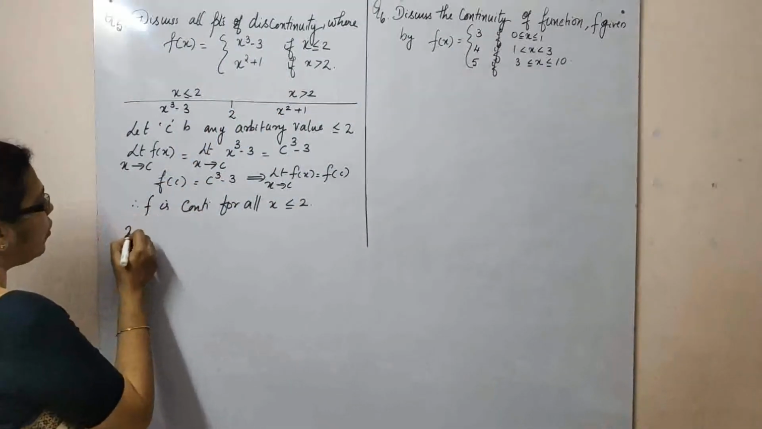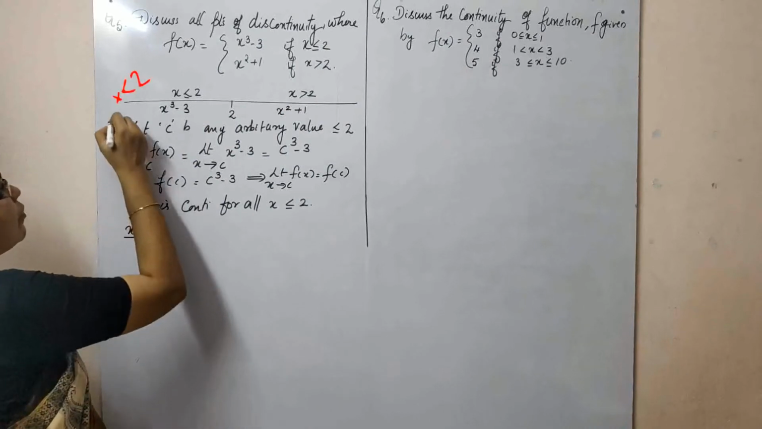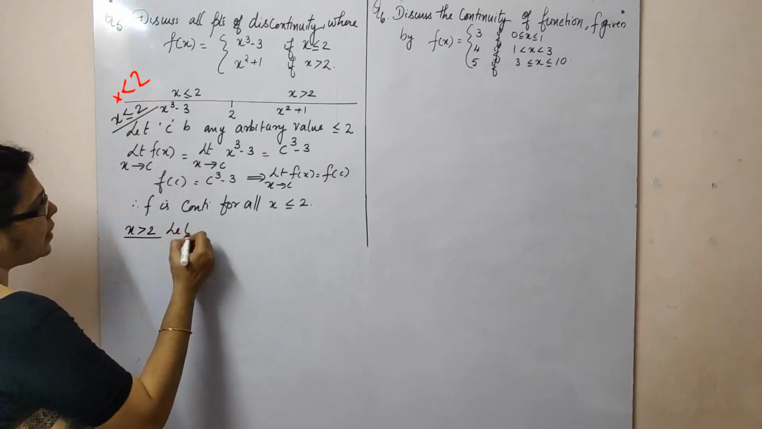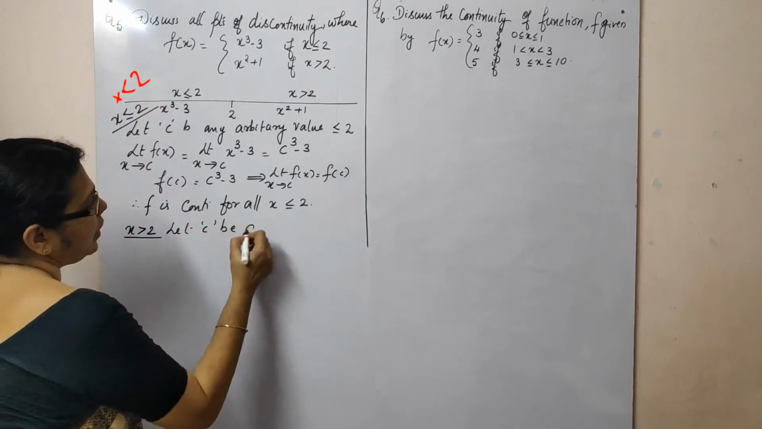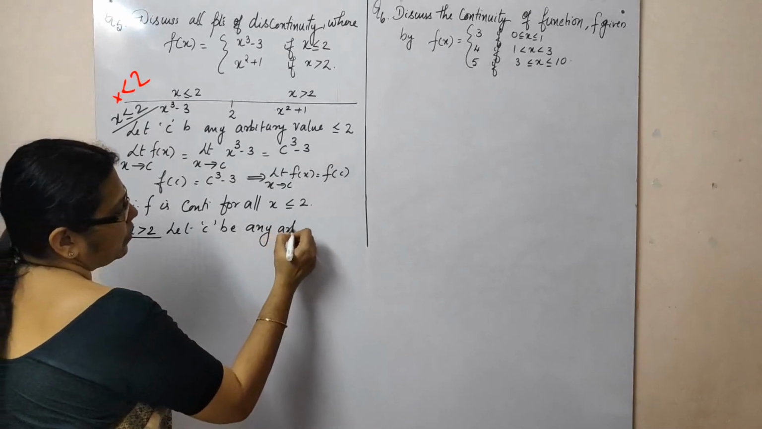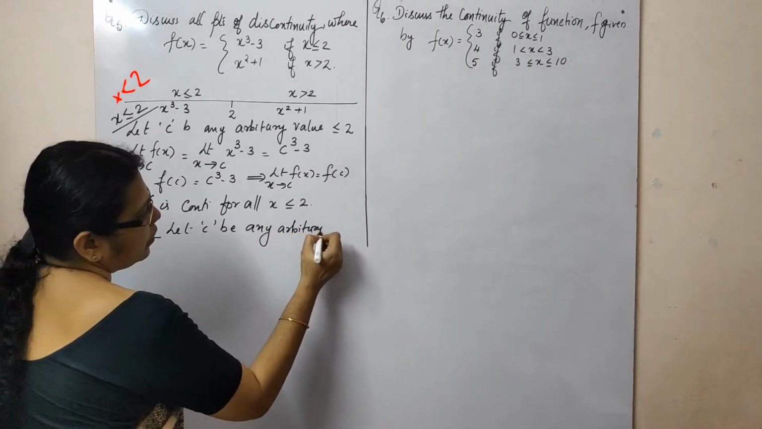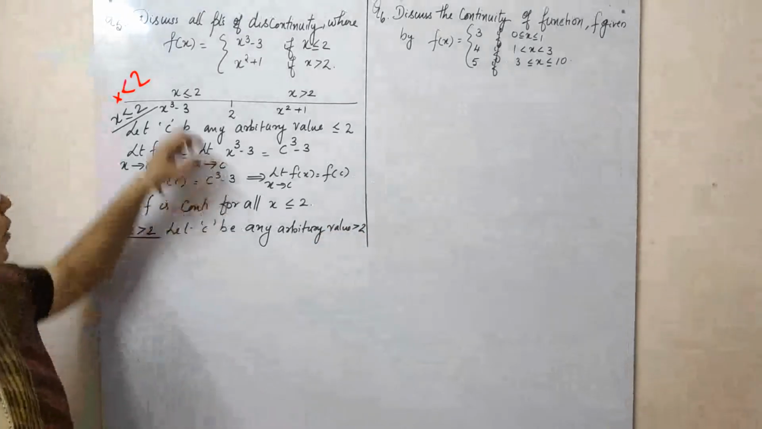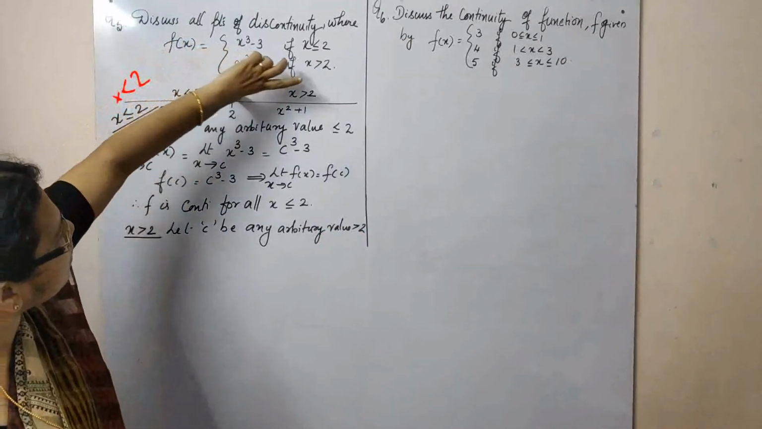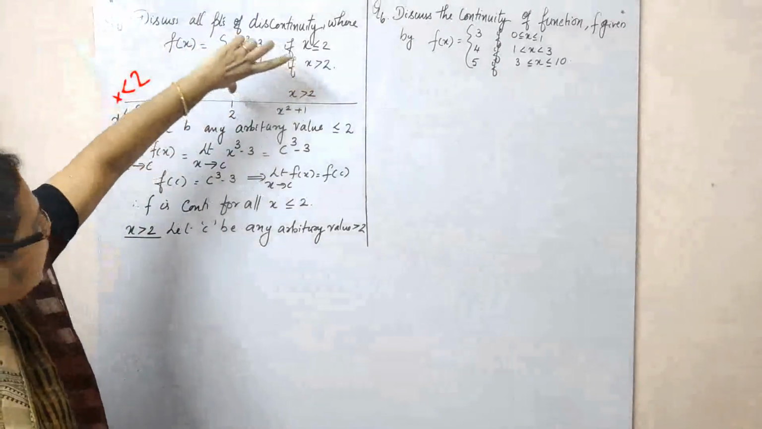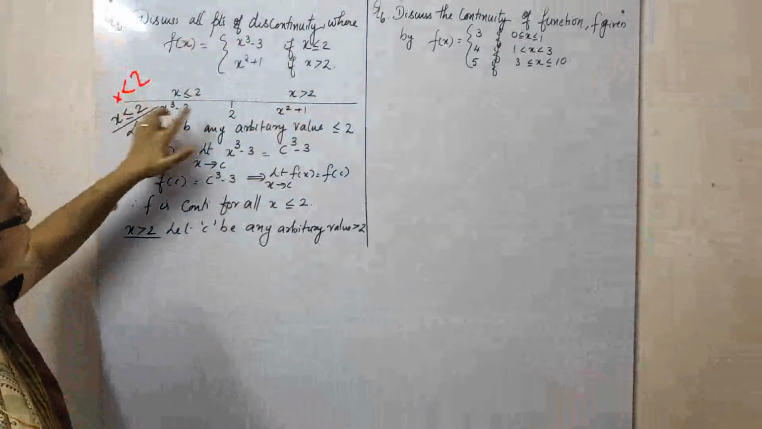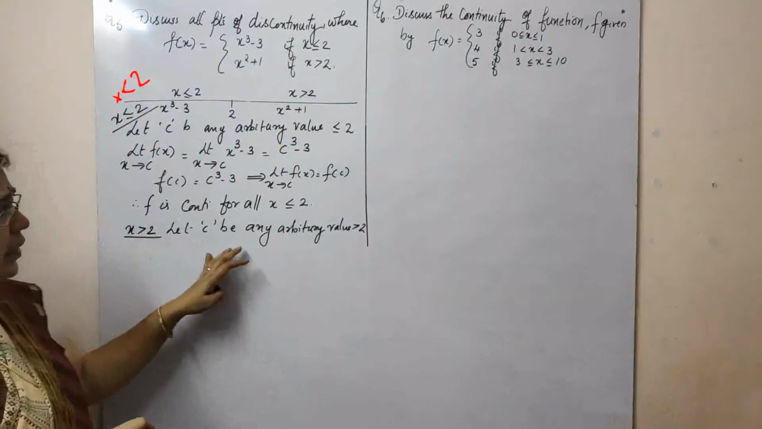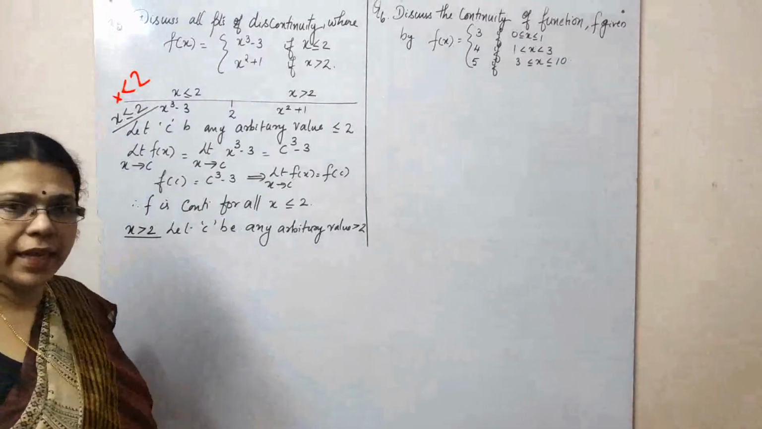So, to check for all values of x greater than 2, and here, for all values of x less than or equal to 2. Fine. Let C be any arbitrary value greater than 2. That means my C is lying inside this interval. I am not touching 2 for all values of C greater than 2. So, let C be any arbitrary value that is greater than 2.